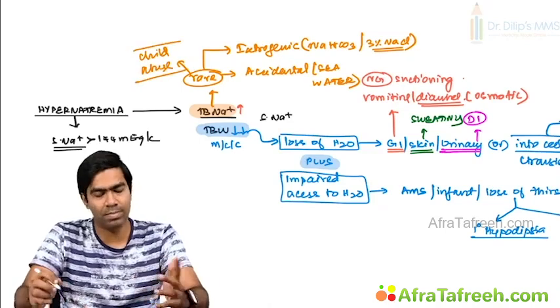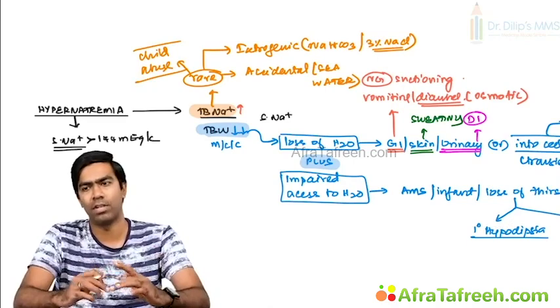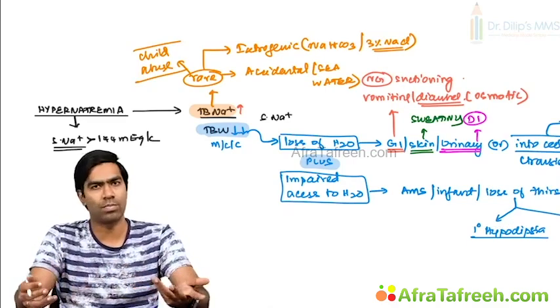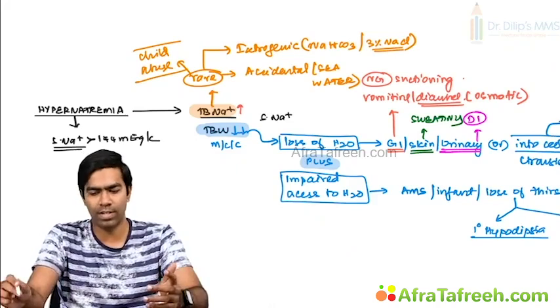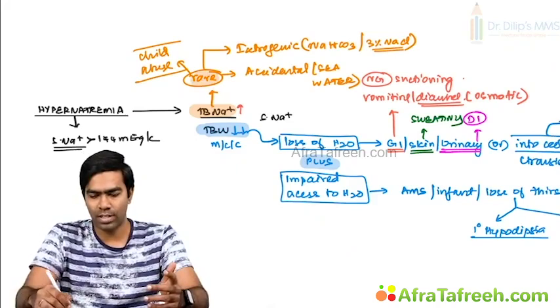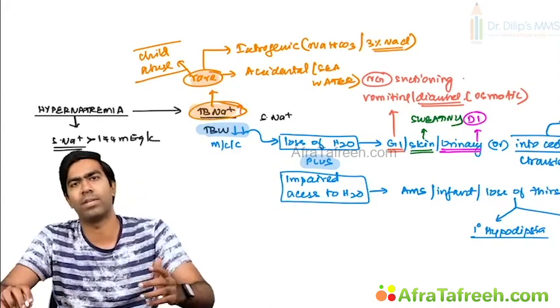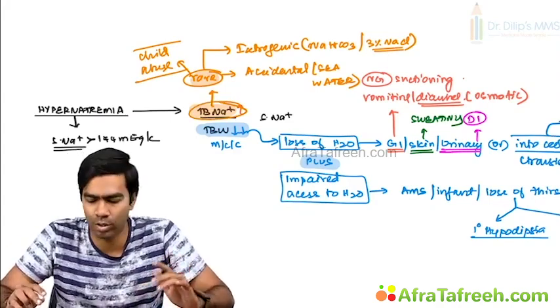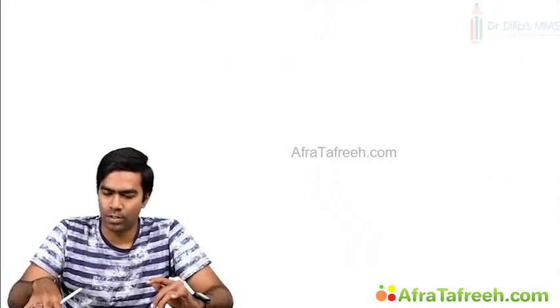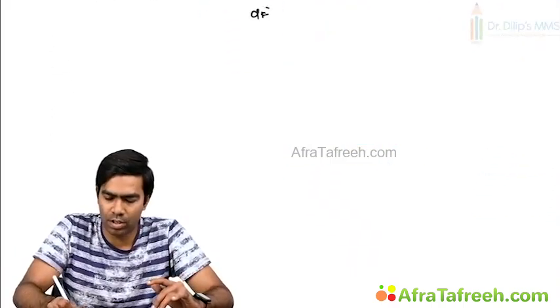Sometimes, in Western countries, cases have been described of salt overloading due to child abuse, but in our countries, I don't know how relevant it is anyway. So overall, salt excess causing hypernatremia is generally very, very rare. You don't get it. So what are going to be the clinical features of hypernatremia?